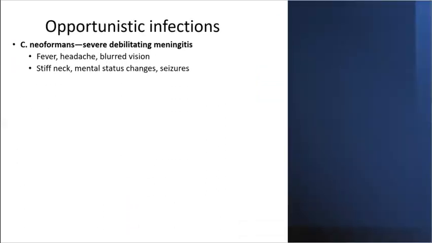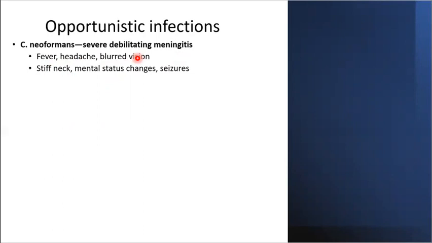Another opportunistic infection would be Cryptococcus neoformans, or C. neoformans, which is a severe, debilitating meningitis. That's why you're going to see that stiff neck. So that's one common sign. But in the earlier period, you're going to see fever, headache, there could be blurred vision, those GIT symptoms like nausea and vomiting. And then we'll start seeing that stiff neck or neck pain. We would also see mental status changes.